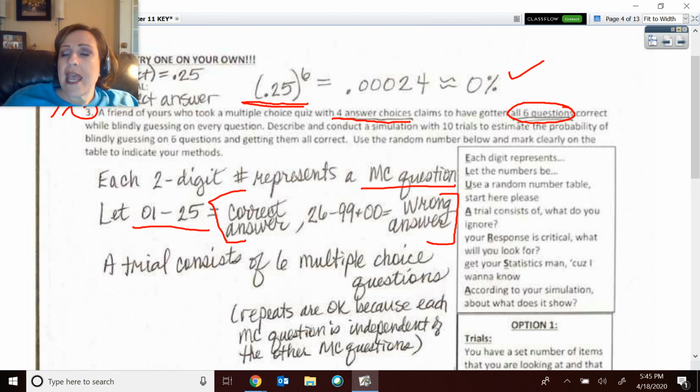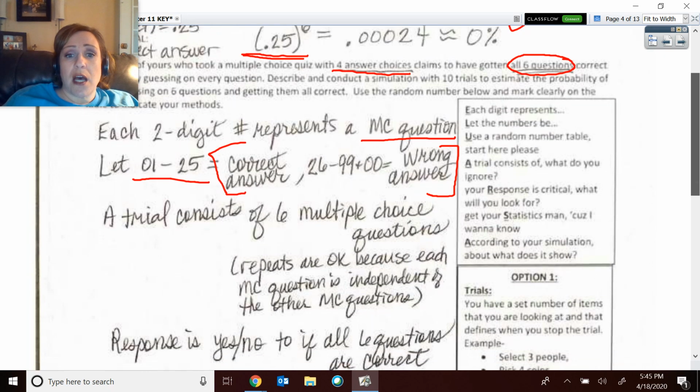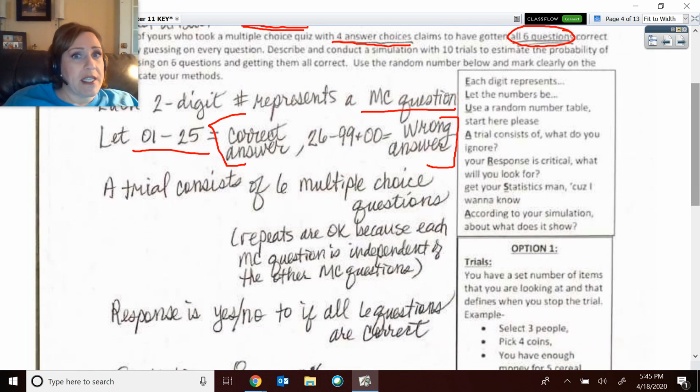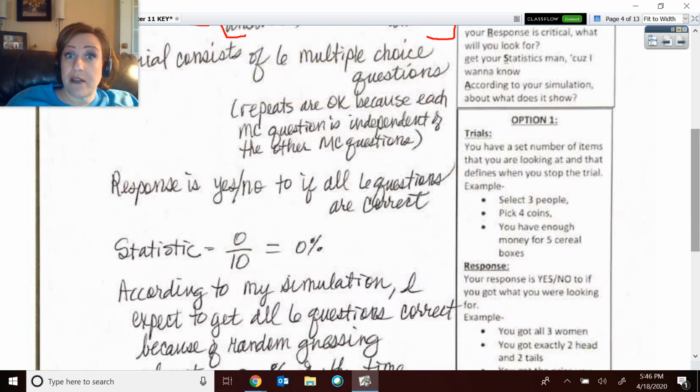Now, the next thing is, what do you ignore? Were there any digits we needed to ignore? And what about repeats? That's what you think through. At this time, repeats are okay because what you got on question 1 doesn't change the probability of you getting number 2 correct, and has no change on you getting number 3 correct, and so on. So the repeats are okay because the multiple choice questions are independent of each other.